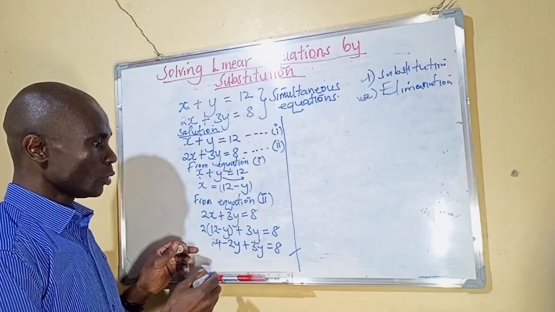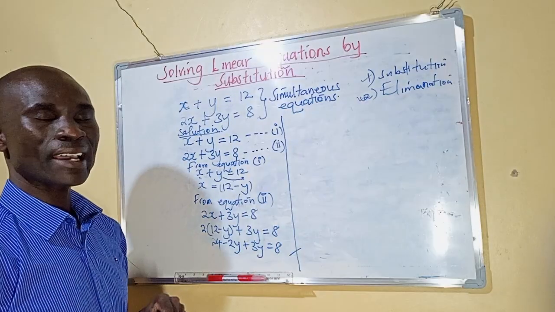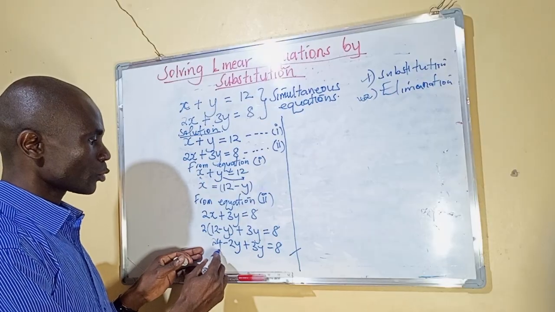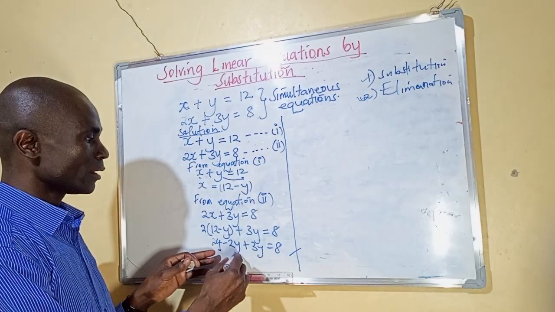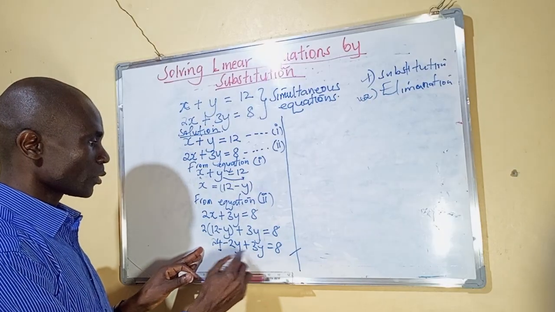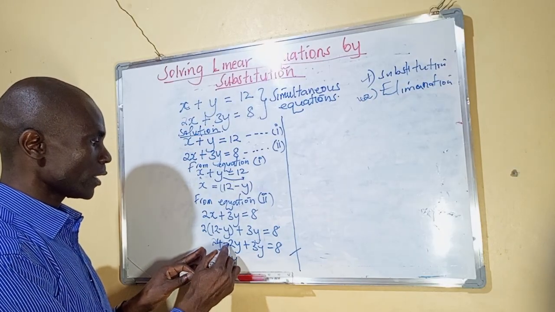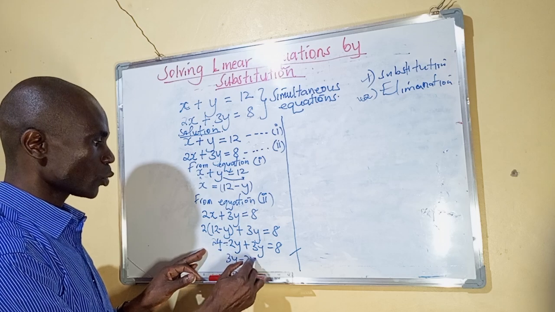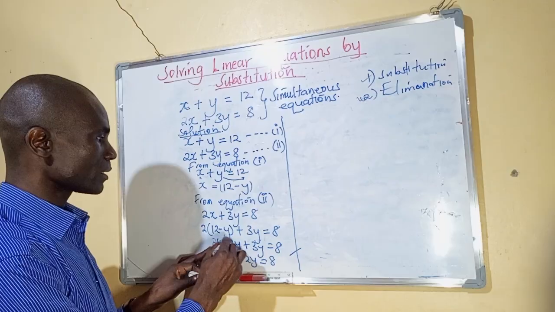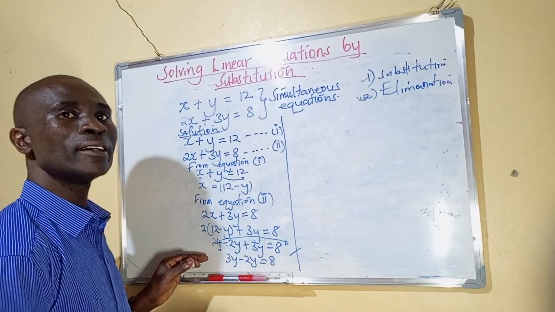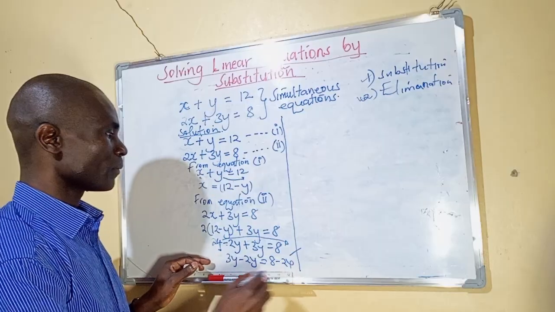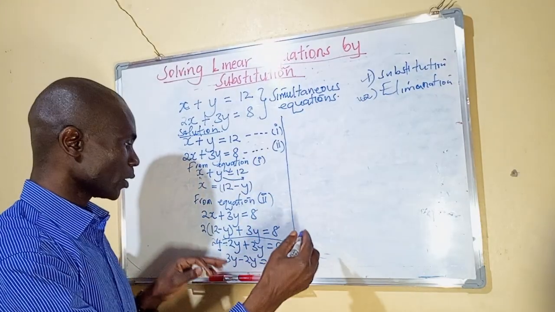Next, we have to collect the like terms together. We have 24 moving to the other side. Then we have a negative 2y and 3y. So in this case, we can have 3y minus 2y giving us 8, but the 24 is taken to the other side. So we subtract 24.